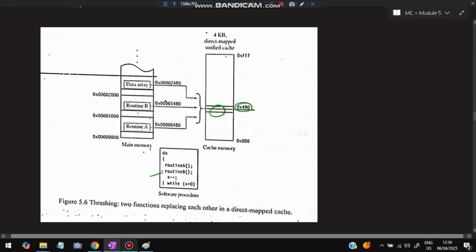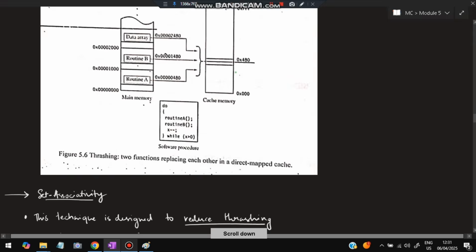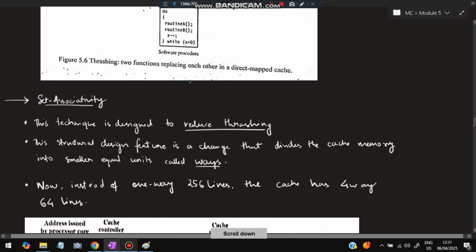It will do this routinely, like a while loop. Routine B will sit, then routine A will come and push routine B, then routine B will come, push routine A, and routine A will sit again. There will be a lot of thrashing if you use the direct mapped method, because every main memory line accesses one particular cache location. Avoiding thrashing totally is not possible; we only have techniques to reduce thrashing as of now. We don't have algorithms to avoid it completely.